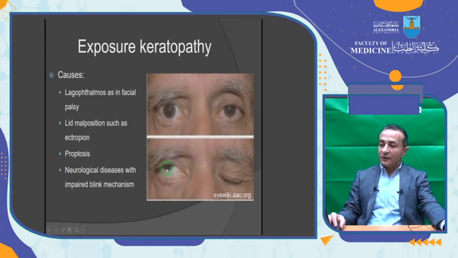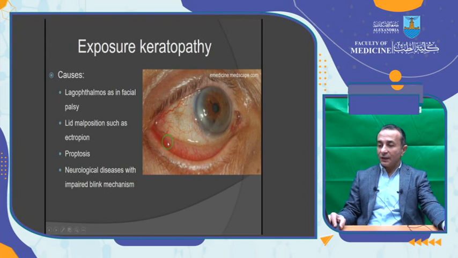In these cases, since this cornea is not wetted enough by tears and the blink mechanism does not spread the tear film, the lower third of the cornea will be eroded and may ulcerate and may even lead to perforation. The other cause is lid malposition, such as ectropion. So this is ectropion of the eyelid. When the upper eyelid closes, it may not come in proper apposition with the lower lid, and this may lead to exposure keratopathy in the lower third of the cornea.